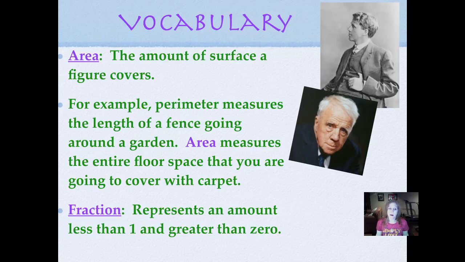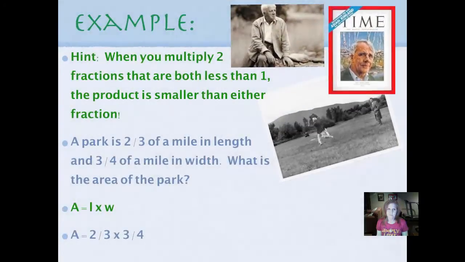As we are looking at fractions again, remember that fractions represent an amount less than 1 and greater than 0. So here is our example, and there are some pictures of Robert Frost playing baseball. He loved baseball and enjoying the outdoors. He wrote about the outdoors a lot. My favorite poem that he wrote is actually October.